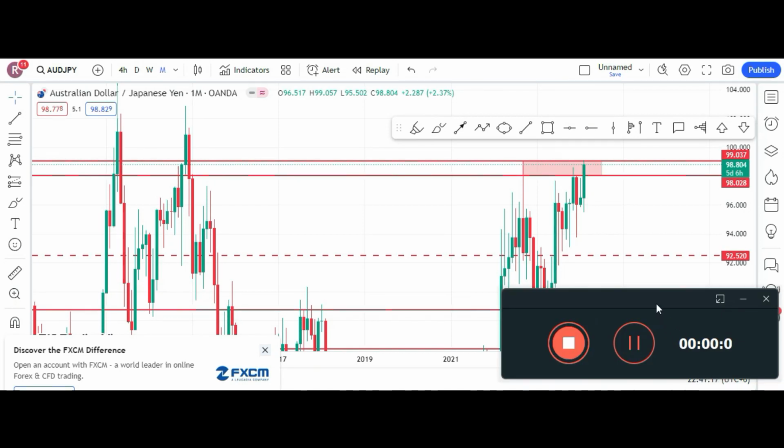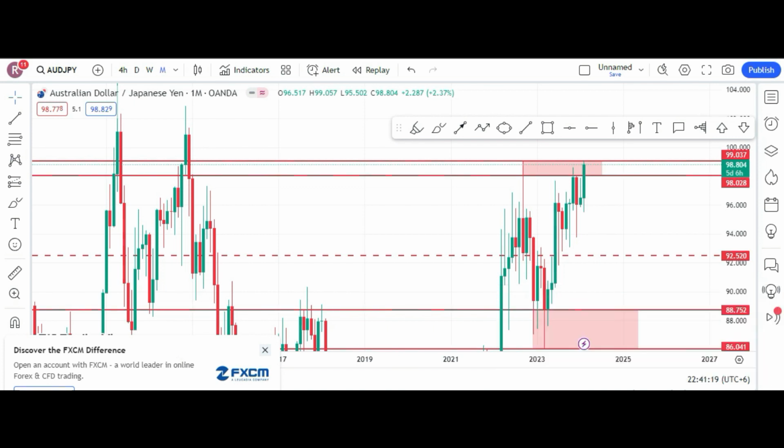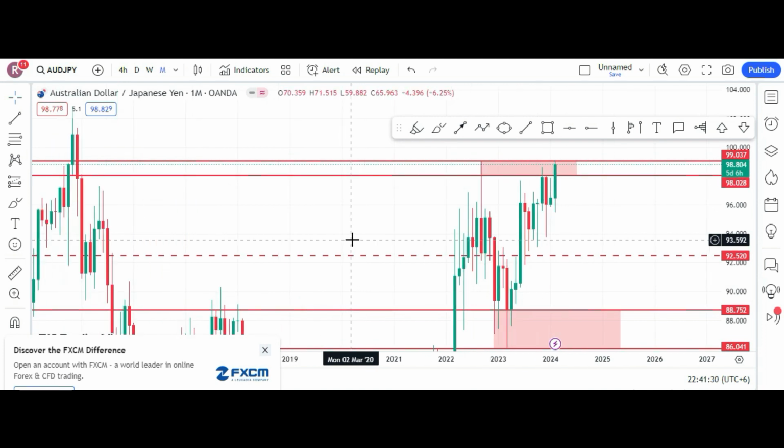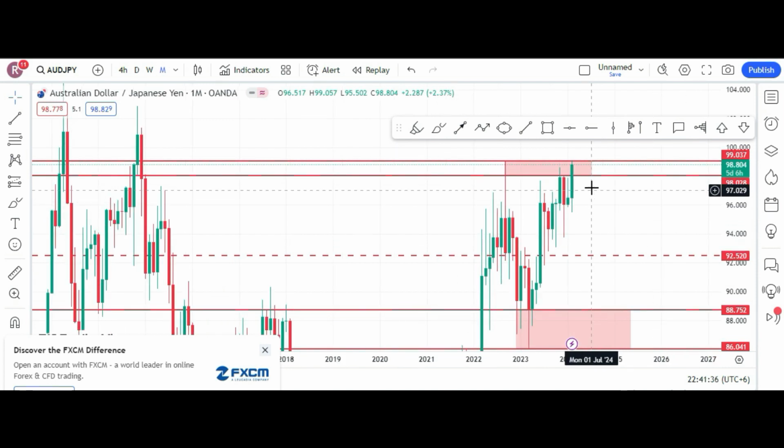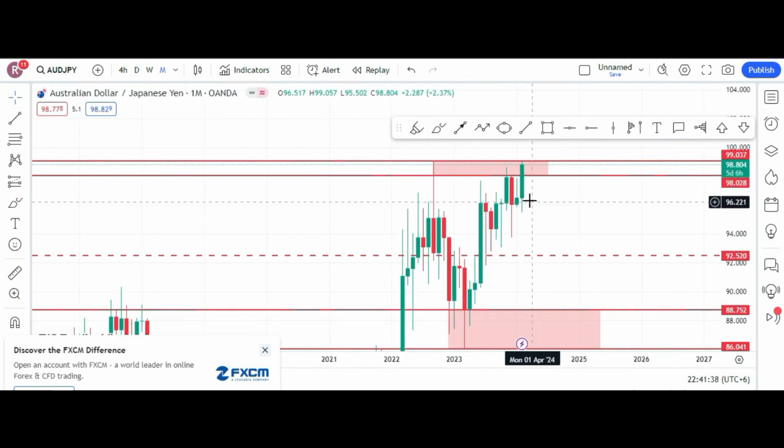This is Saturday, 24th of February, and this is the last week we have. The market will open on 26th, so let's discuss AUDJPY. I would like to show you from higher time frame to lower time frame and I will explain it to you. First of all, this month, February, we have a very good bullish candle, you guys can see.